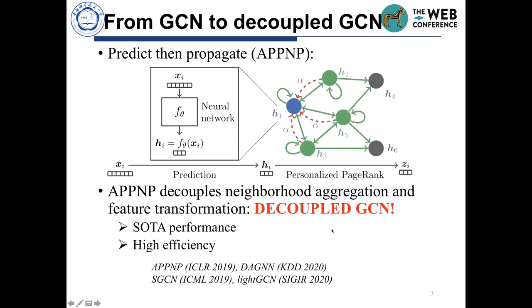To overcome the drawback, APPNP is proposed. APPNP first transforms features into embedding by a neural network. This neural network is a conventional network and is not relevant to graph structure. Then APPNP propagates embedding several times according to graph structure. APPNP decouples neighborhood aggregation and feature transformation. The decoupling is also adopted by other methods such as SGCN, DAGNN, and LightGCN. We name GCN with this design as decoupled GCN. Decoupled GCN is better than GCN and achieved SOTA performance in many tasks.